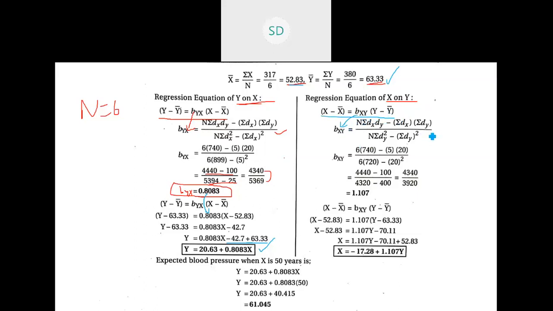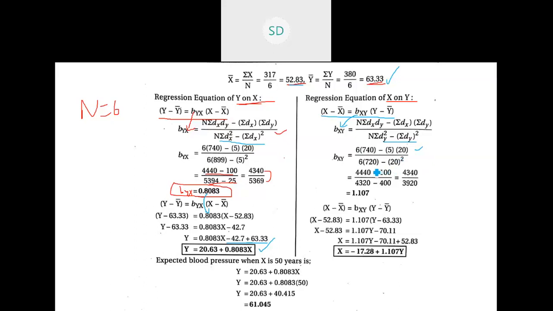The formula stands like this: n into summation dx dy minus summation dx into summation dy, whole divided by n into summation dy square minus summation dy whole square. Okay, so if you see here, on y on x, everything in the denominator is x, but on x on y, everything in the denominator is y. So let us put all the numbers here. So 6 into 740 minus 5 into 20. So the numerator value will remain same.